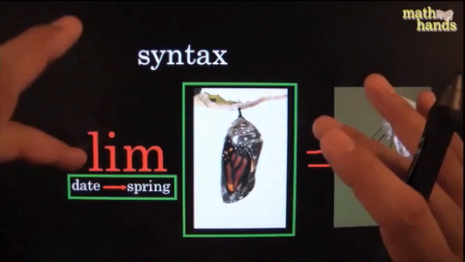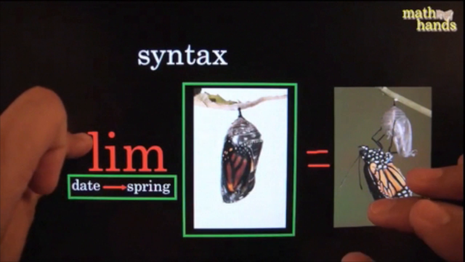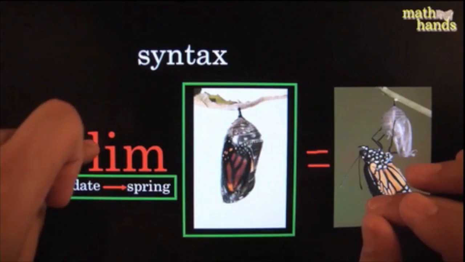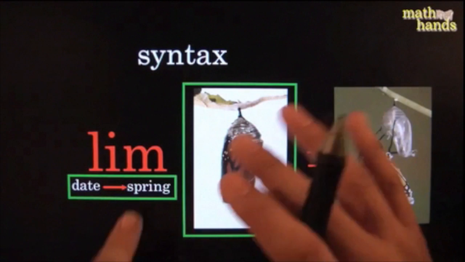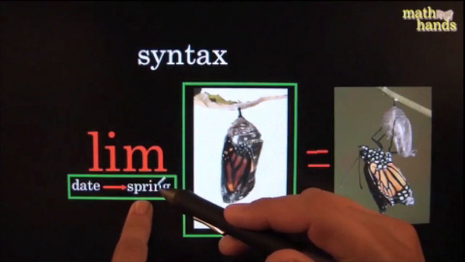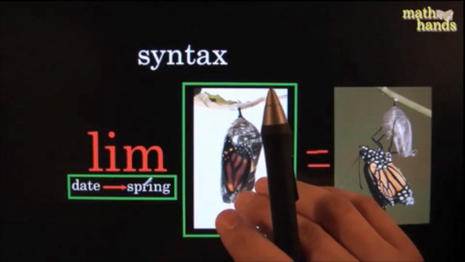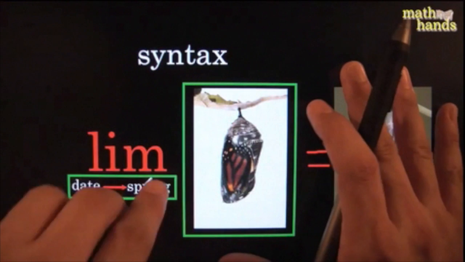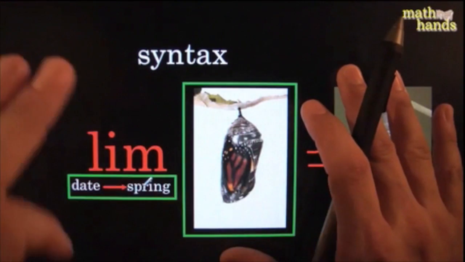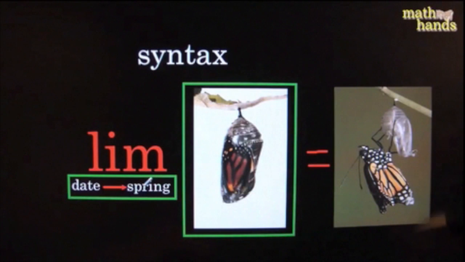The limit is not concerned about what actually happened. What the limit is most concerned with is what is the best prediction. What does this seem to be approaching? For all we know, maybe the Earth ceased to exist before spring came along. Well, that's a dark view, but whatever. The point is that this is only the best prediction of the cocoon. If all things go as planned, as the date approaches spring, it would be a nice monarch butterfly.